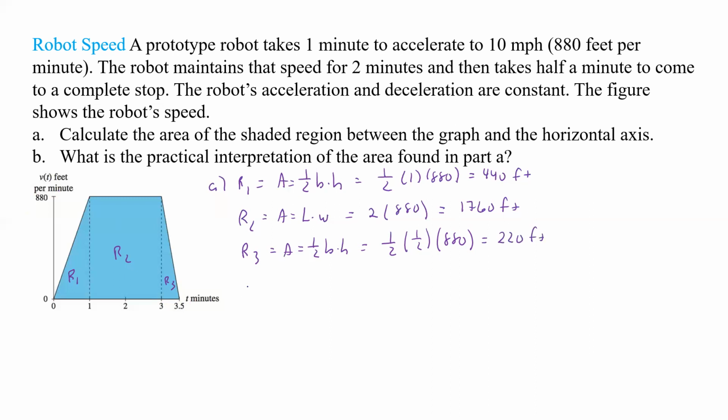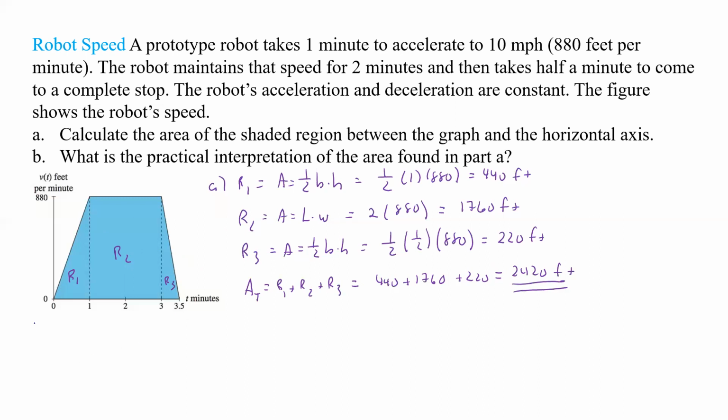And so what we have now is the total area equal to R1 plus R2 plus R3. That's going to be 440 plus 1760 plus 220, which gives us a total of 2420 feet. Okay, so that's everything under that curve, all the blue. And so we have the total, that's what we wanted for A.